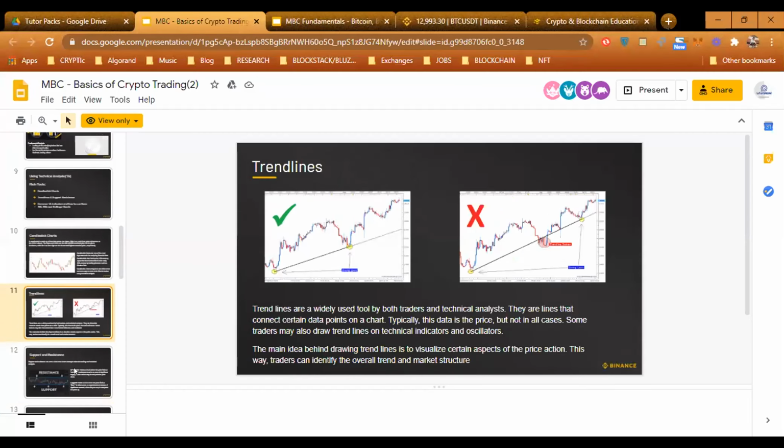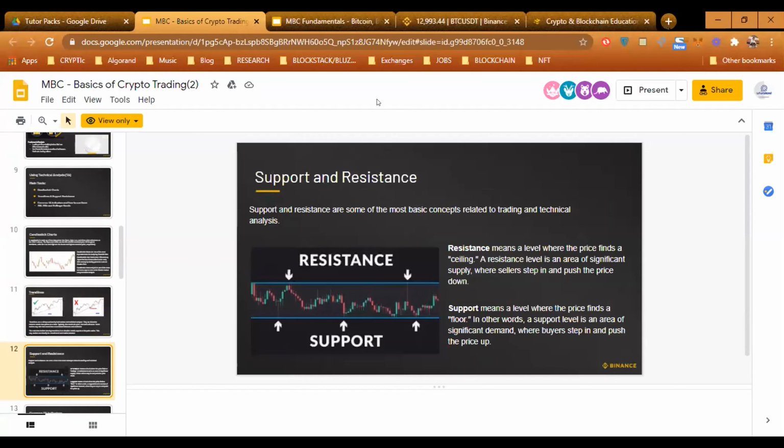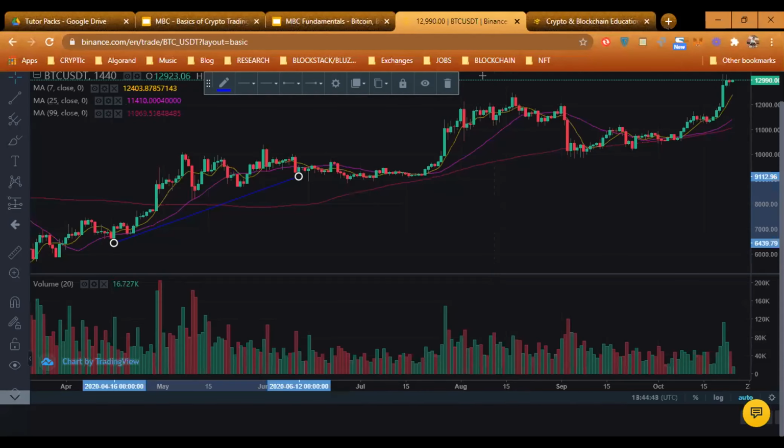Now let's go to the next one. Does anybody understand how to draw the trend lines? If you have any question, you can ask me. Okay, I understand. So that's for trend line.